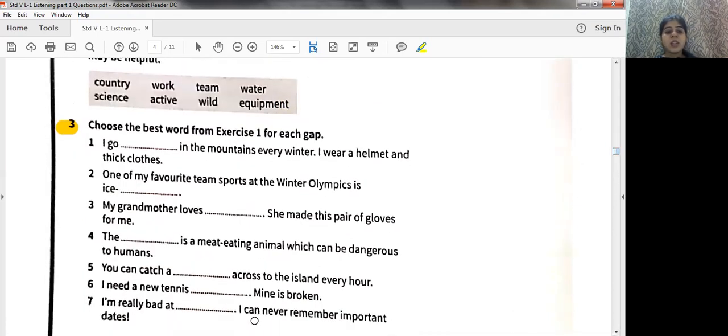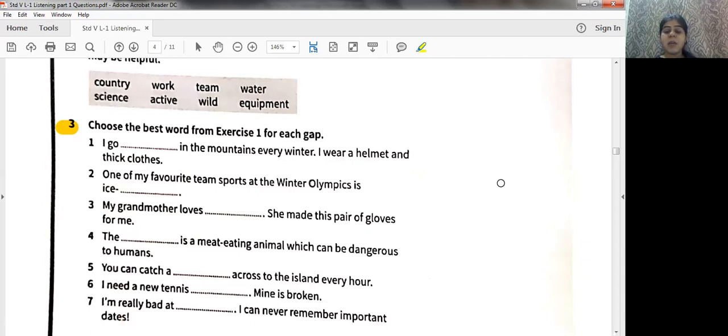Fifth one, you can catch a dash across to the island every hour. You can catch a ferry. Okay. We have seen the picture of ferry, students. It's a boat which continuously takes people on the ride in the island or even in the seas. Sixth, I need a new tennis dash, mine is broken. So I need a new tennis racket, right? R-A-C-K-E-T. Sorry.